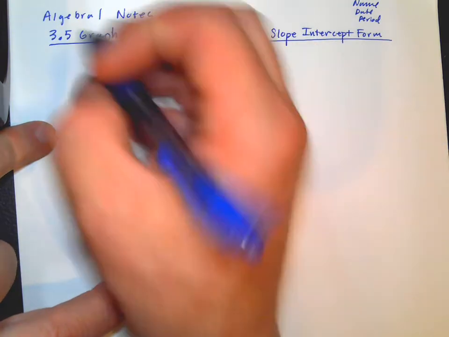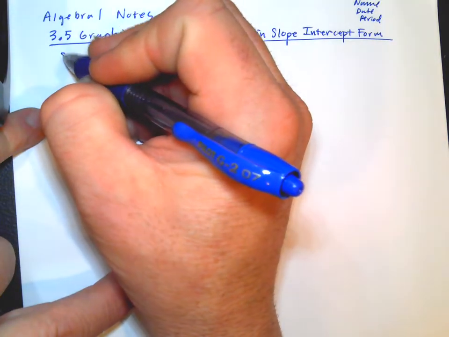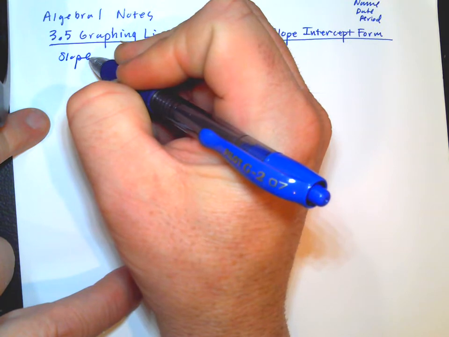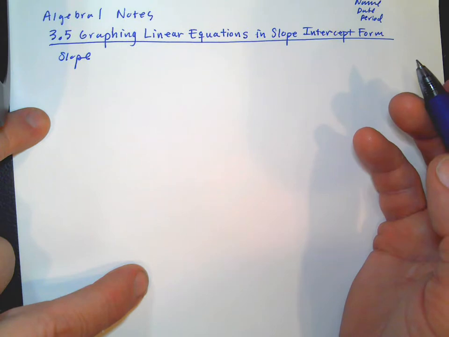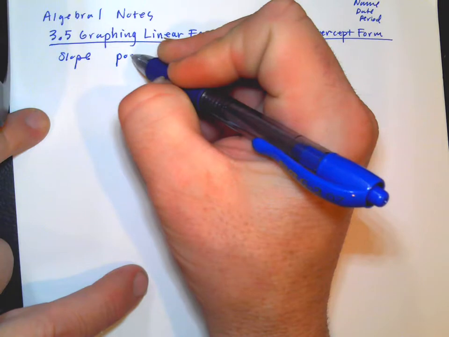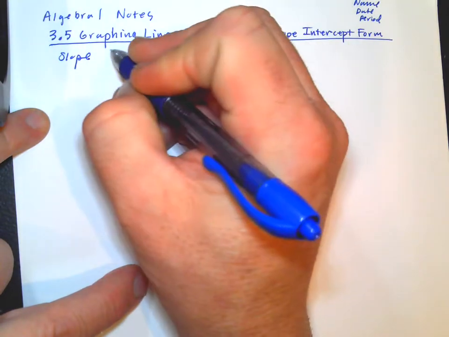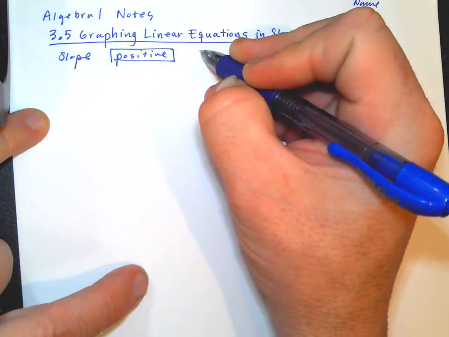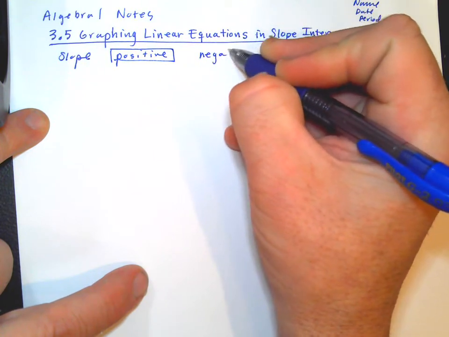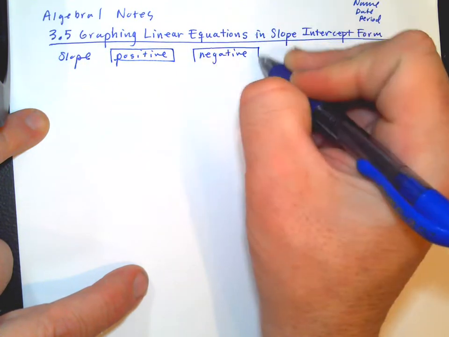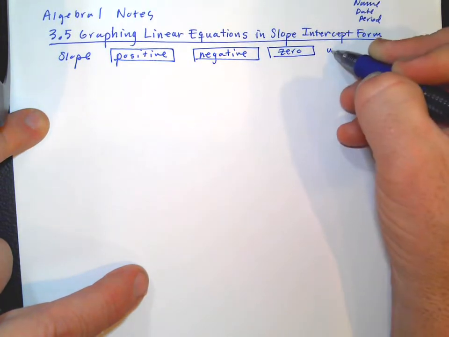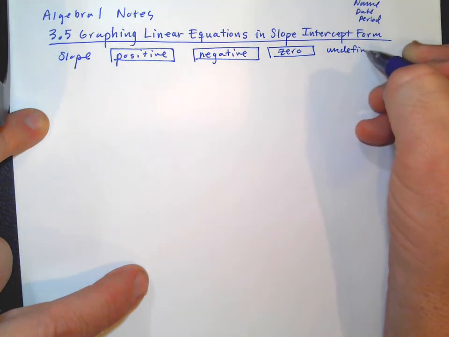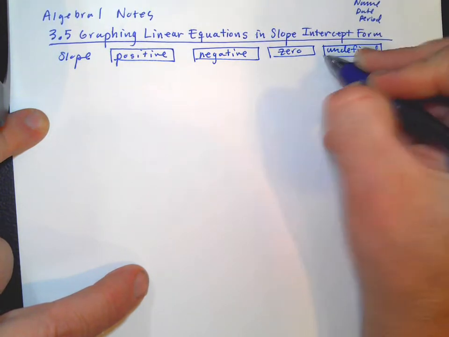So let's first talk about what slope is. Slope is how steep a line is, and if it's going up or if it's going down. So if the slope is positive, that's one of four major categories. So we're going to have positive, negative, 0, and undefined. So these are the four major categories of slope.